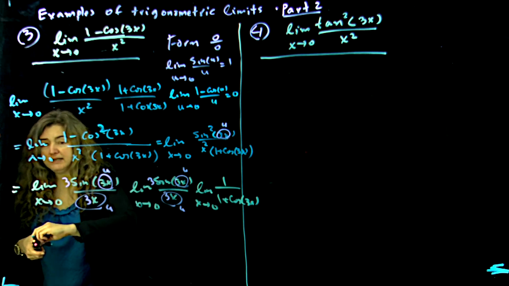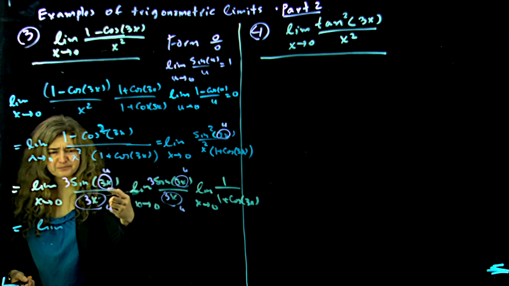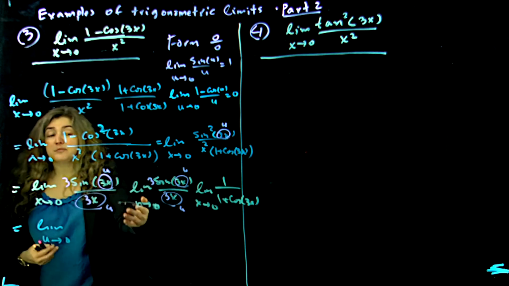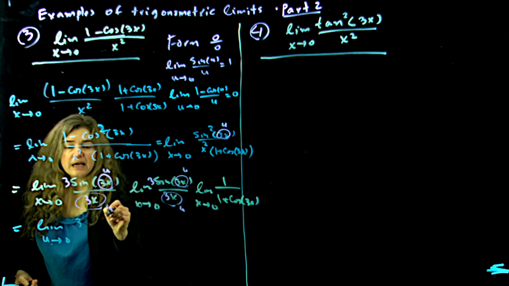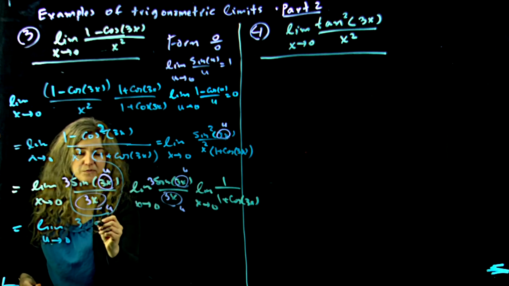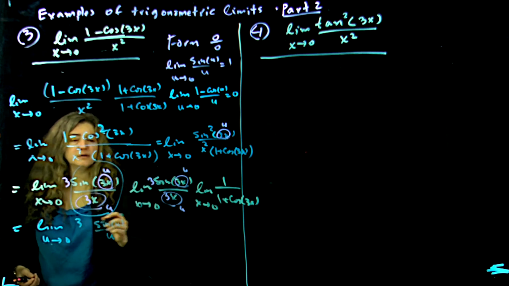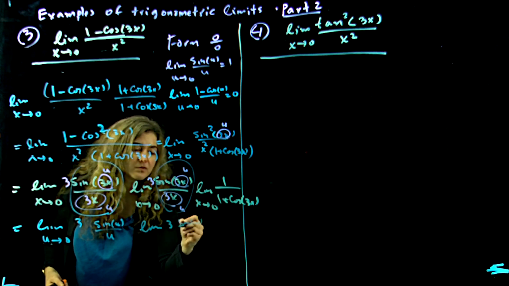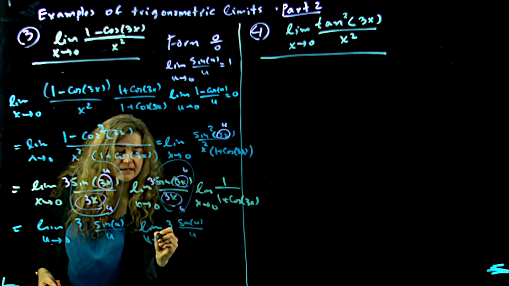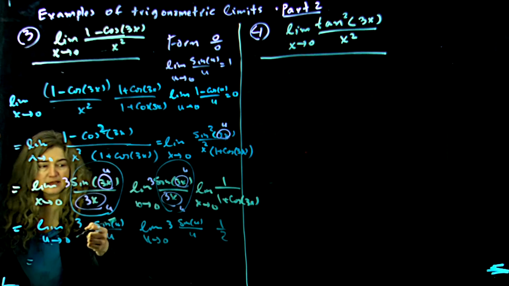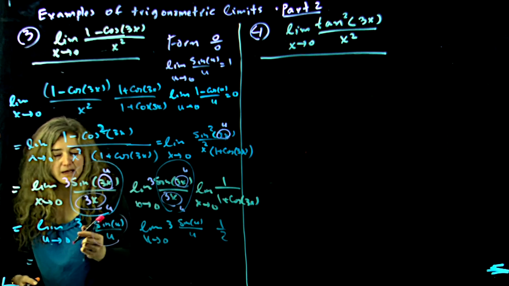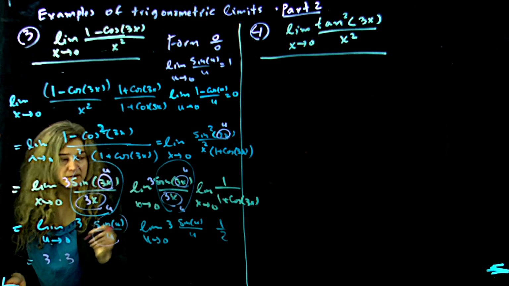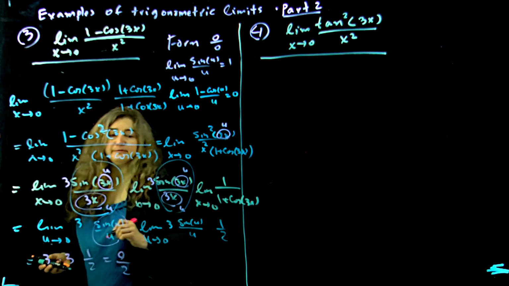So rewriting it, it's going to be the limit as u approaches 0, because as x approaches 0, 3x approaches 0, of 3 times sine of u over u, times another 3 times sine of u over u, and that last part we decided is going to be 1/2. So this limit as u approaches 0 is going to be 1 times 3, which is 3. That one also, 3 times 1/2, and I get 9/2, right?